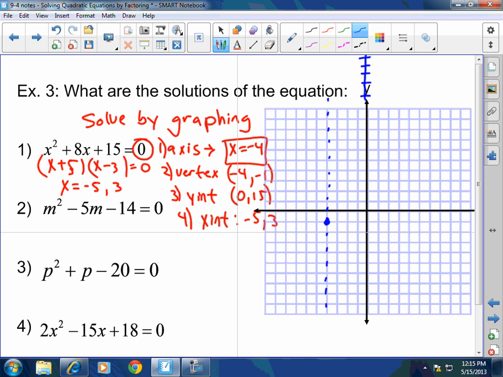Yes? Come again? Oh, because this is x plus, yes. Okay. So, my y-intercept is 0, 15, so that's up here. That is 1, 2, 3, 4 to the right, so you got to go 1, 2, 3, 4 to the left. Are you with me?